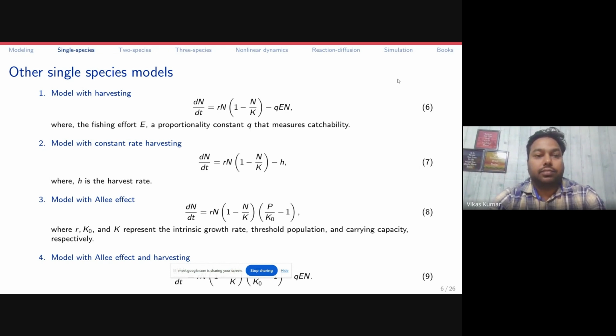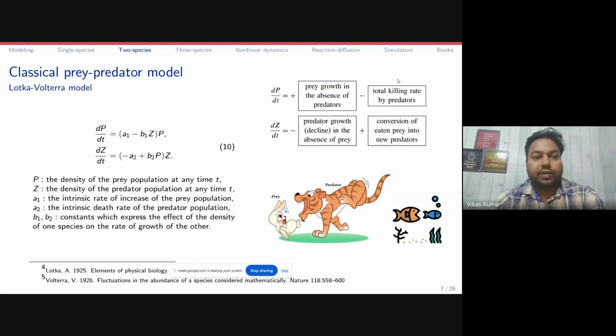So there should be at least two populations. That's why we move to a prey predator model. So this is a two species prey predator model. You can see here, prey predator means the predator kills and consumes prey to survive in the environment. So it shows some kind of interaction between them. It is a good model that came in 1925 with the Lotka and Volterra model.